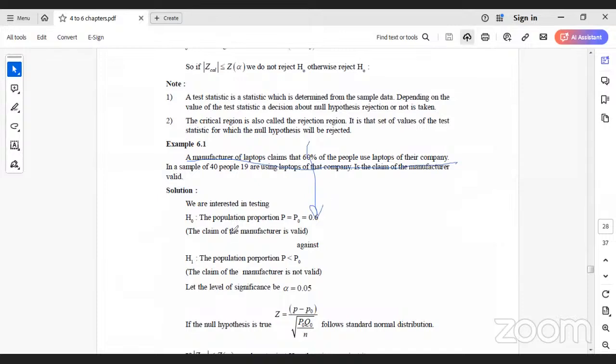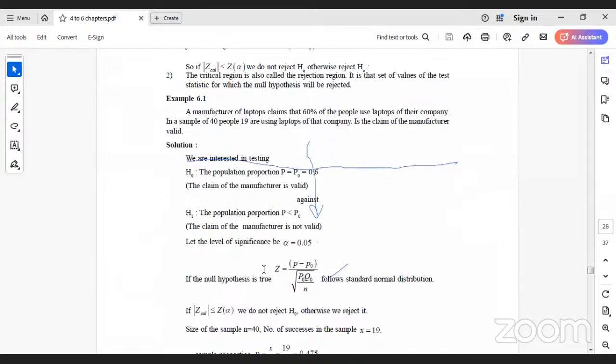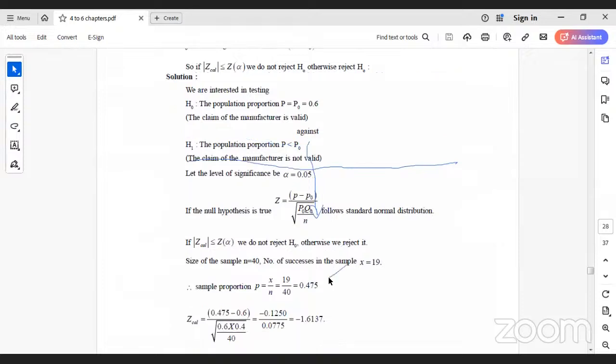So the claim of the manufacturer against the population: H0: P = P naught, H1: P less than P naught. Alpha is equal to 0.05; if it is not given, I told you to take 0.05. Under the null hypothesis, Z is equal to P minus P naught divided by the square root of P naught Q naught by n, standard normal distribution. If Z calculated is less than Z alpha, we do not reject it, otherwise we reject it.